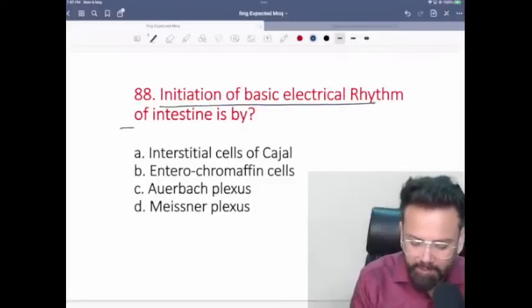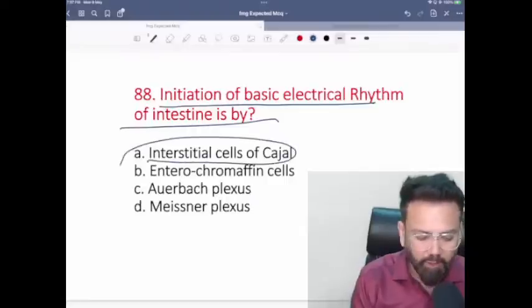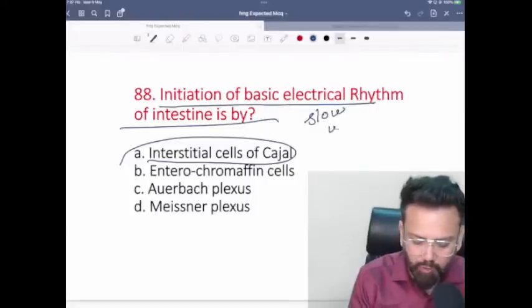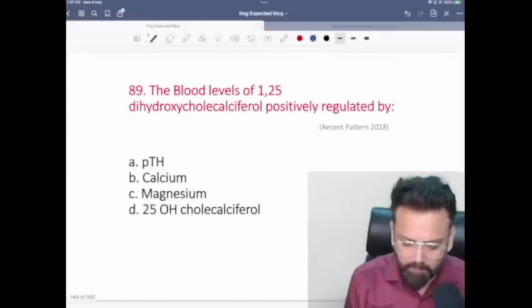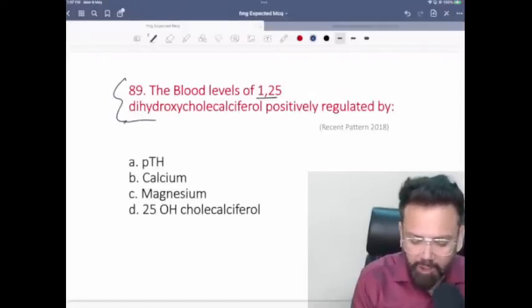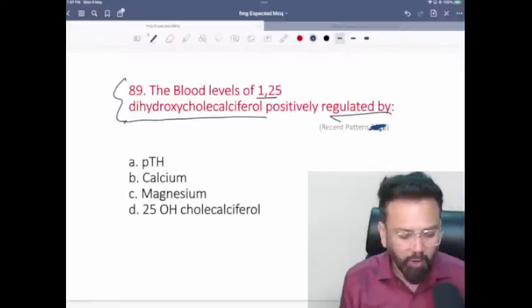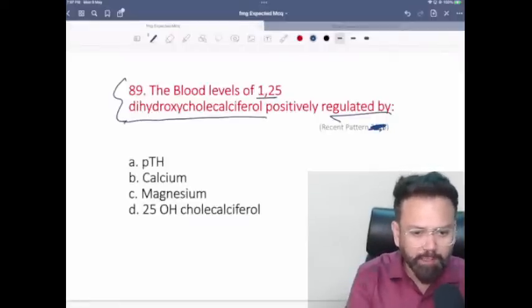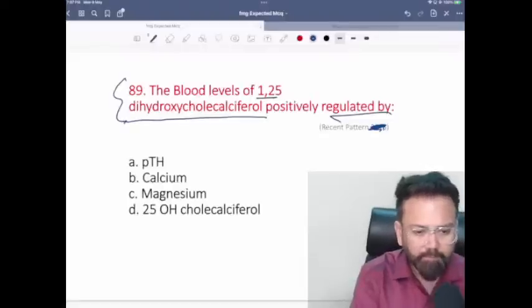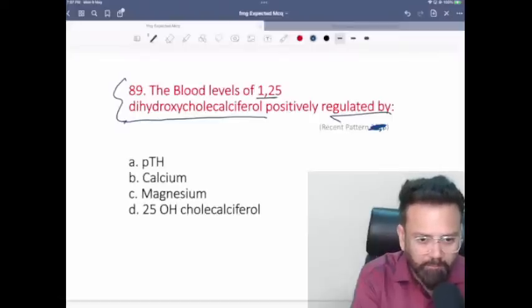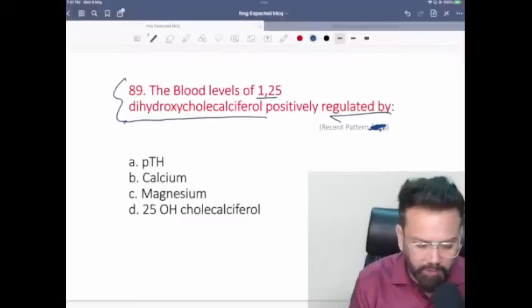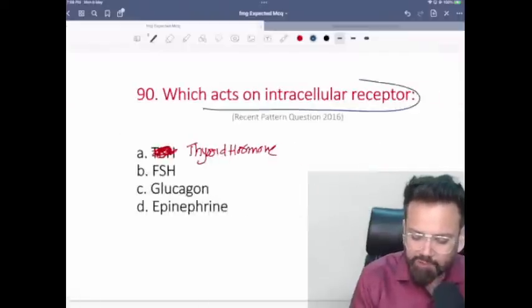Initiation of basic electric rhythm is by the interstitial cells of Cajal, or Kajal, whatever you say. Basal electric rhythm, these are also called slow waves. The blood level of 1,25 dihydroxycholecalciferol is regulated by which hormone? We discussed this point. Which hormone regulates the formation of calcitriol from 25 hydroxycholecalciferol? Yes, very good. Shahib Pathan, parathyroid hormone, Prafulgar also. All are correct. Good.